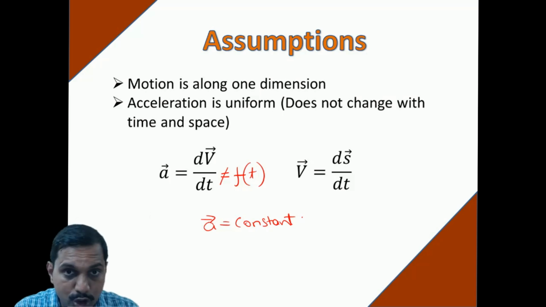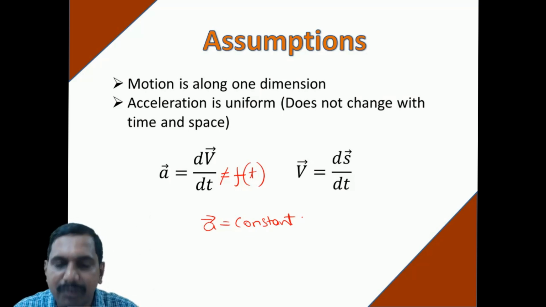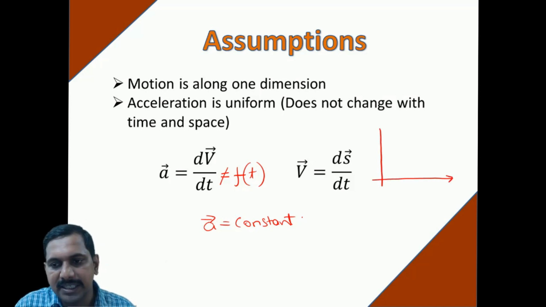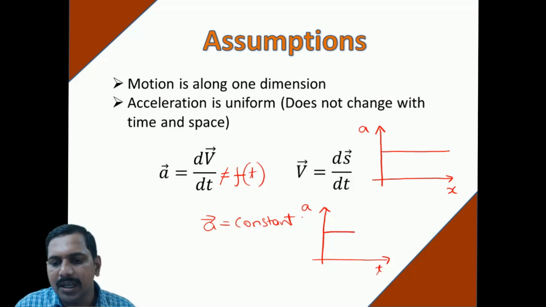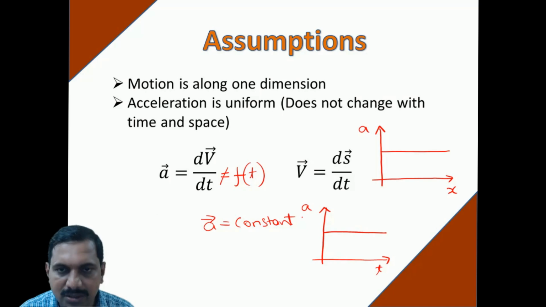If we change in the x direction or in the t direction, that means if I draw displacement x versus acceleration, this will be constant. Or instead of x, if I have a versus t, with a here and t here, here also it is a constant. That is, its value does not change. This is our assumption. Let us go further.